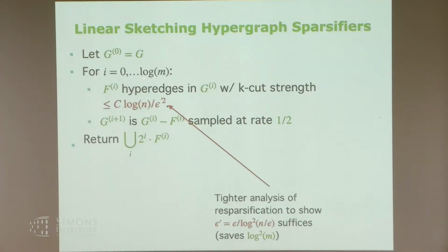Recall that one of the factors of log squared m was coming from the fact that we set the epsilon prime parameter to be epsilon over log m. We perform a much tighter analysis of this resparsification framework, which shows that you can actually set epsilon prime to be epsilon over log squared n. And this will then save a factor of log squared m. It replaces it with only log n's and log 1 over epsilons.